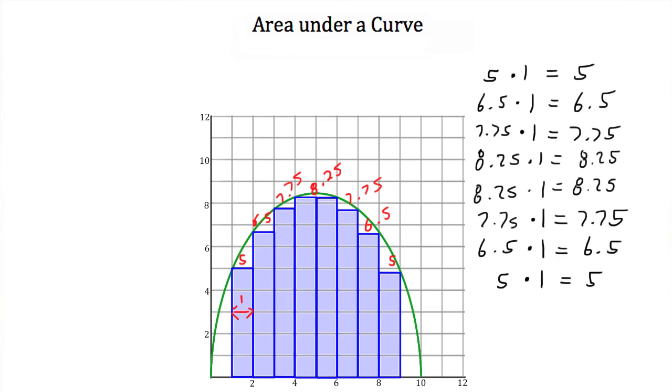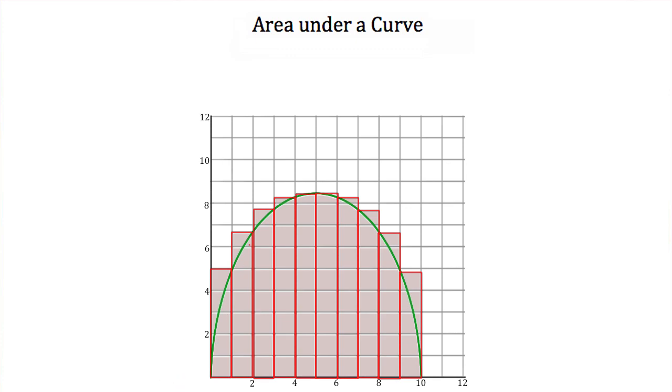This is why it's very common to make rectangles when you estimate the area under a curve that have a width of 1. Because you're always multiplying the length by 1, it makes the math very easy. If you sum up all these areas, you'll find out that this is 55. So using all of these inscribed rectangles with a width of 1, we're going to say that the area underneath this parabola is approximately 55. Notice that this is a lot lower than our previous estimate of 62.5.